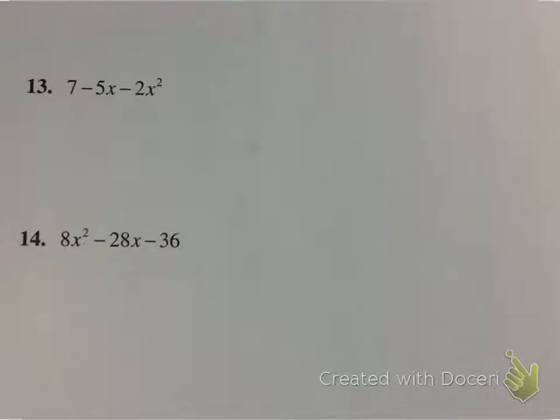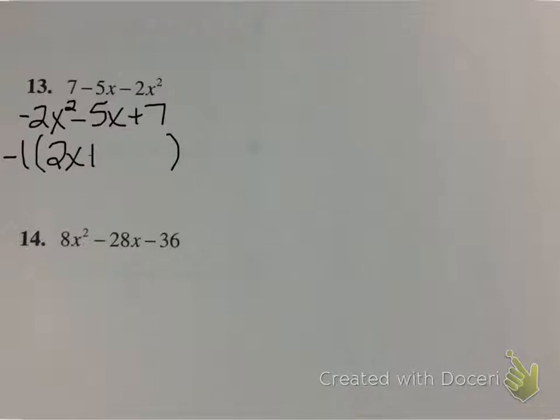So now let's look at these two problems. These are going to be a little bit different. The first one is written kind of funny. So the very first thing I want to do is rewrite it in descending order. So I need negative 2x squared minus 5x plus 7. Now when we factor, it's easier to factor if our leading coefficient is positive, and right now it's negative. That's an easy fix. I'm just going to factor out a negative 1. That's going to leave me with a positive 2x squared plus 5x minus 7.